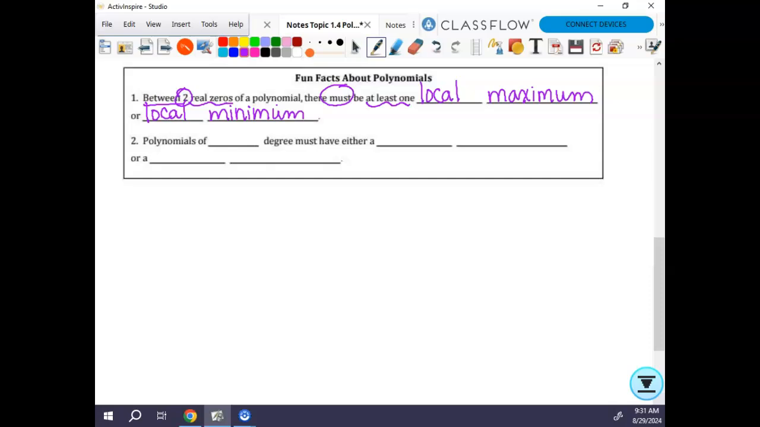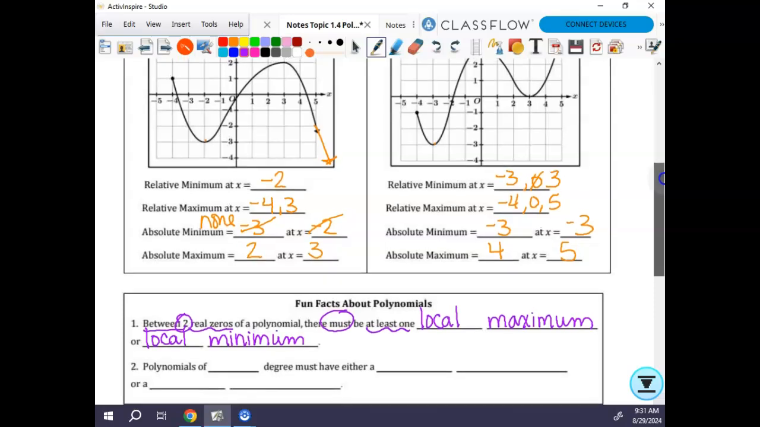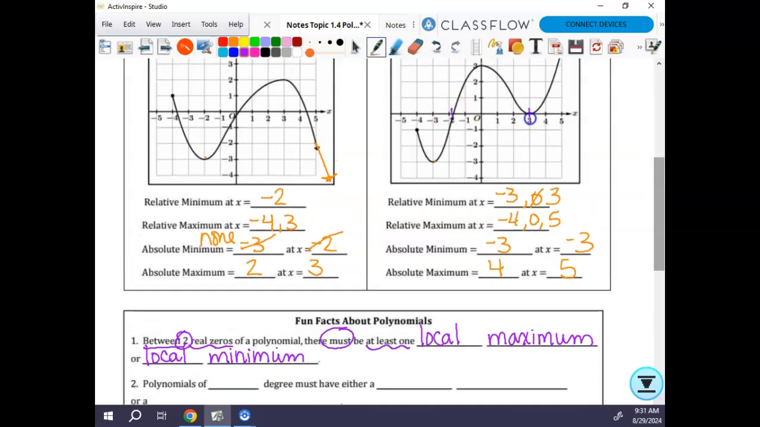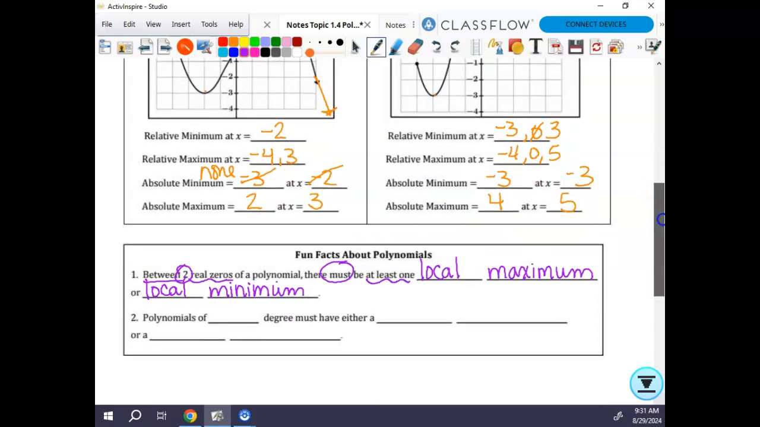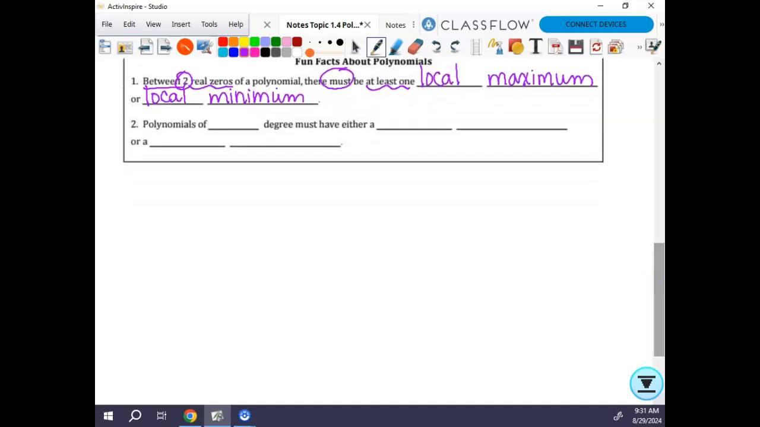So let's think about that. Why, right? If I look here, here are two real zeros. If I come up through the x-axis here, and then I have to go back down through here, I'm going to have a relative maximum of some sort. Or if I go down, for me to be able to come back up, there's going to have to be a relative minimum. That's kind of how we knew how many turning points there were. And then here's the next part of that.